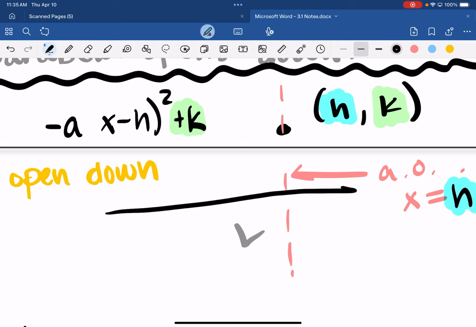So where's your... Let's write our vertex as a point. Okay.